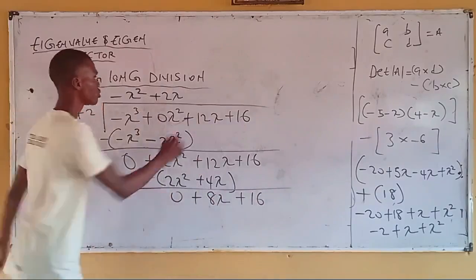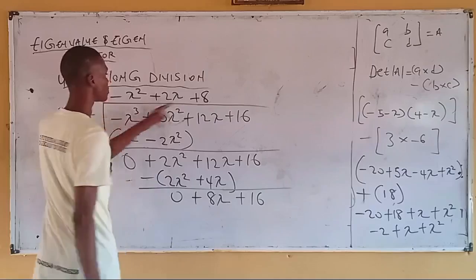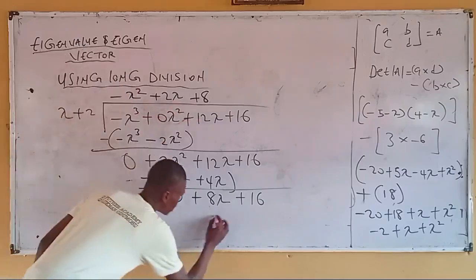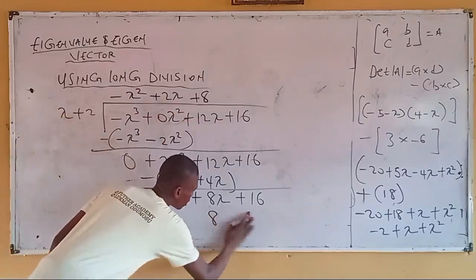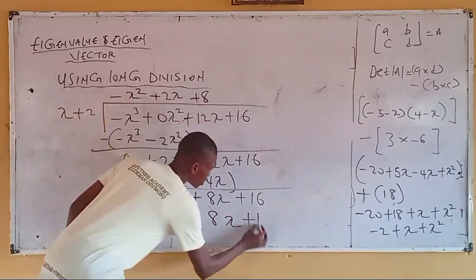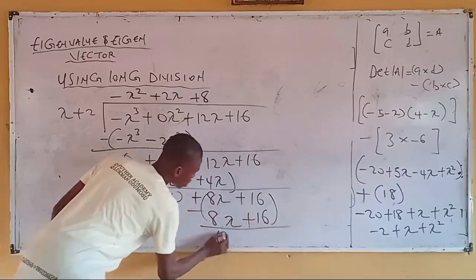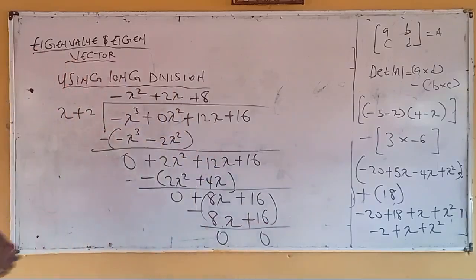Same idea. This divided by this is what? Plus 8. This time this is what? 8 lambda. 8 lambda plus 2 times this is what? Plus 16. Subtract. This is what? 0. And that's it.